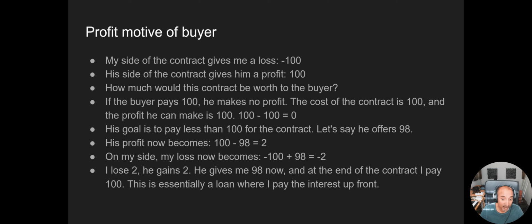He gets a gain of 2. Essentially, he is giving me 98 now, and at the end of this contract, I am paying 100. So this is essentially a loan where I pay the interest up front. And that is generally how this box trade works. Now, I use these numbers like 100 and 98. When you're dealing with options, you need to multiply this by 100, so it's actually 10,000 and 9,800. And his profit becomes $200, and my loss is minus $200. There's something to keep in mind, but I just tried to keep it simple.